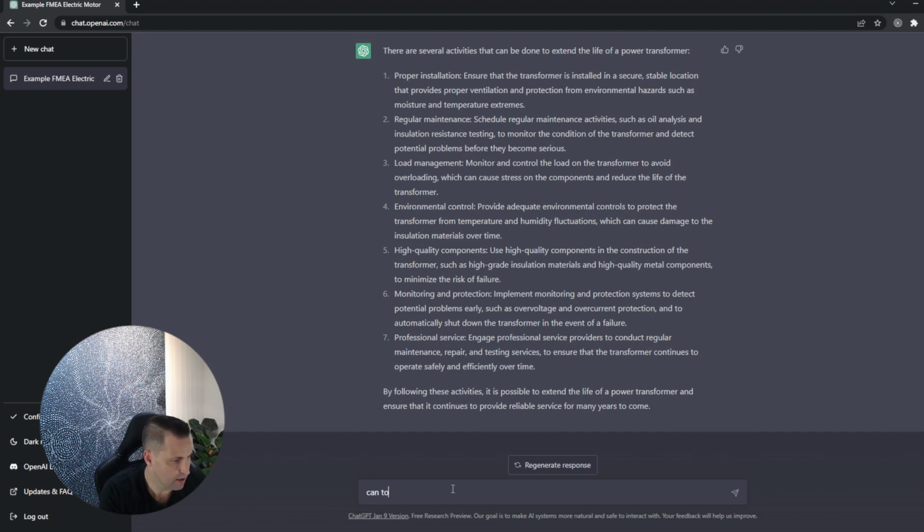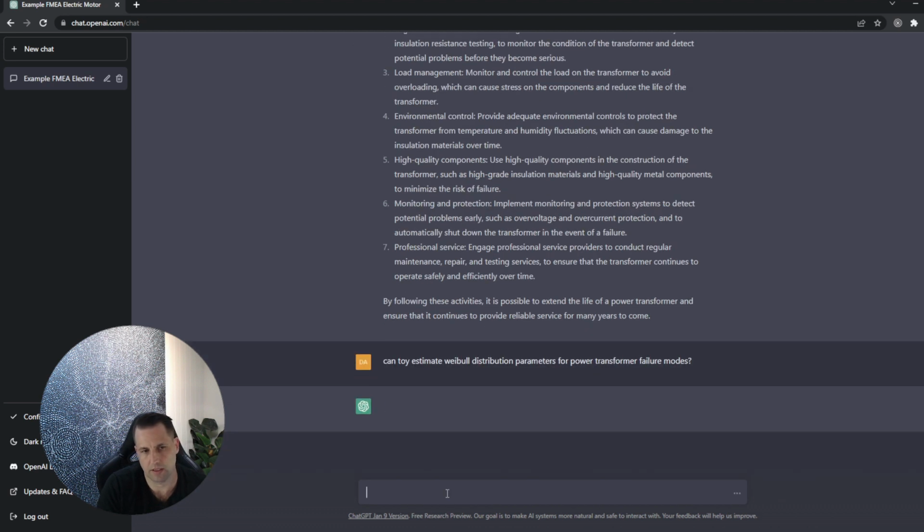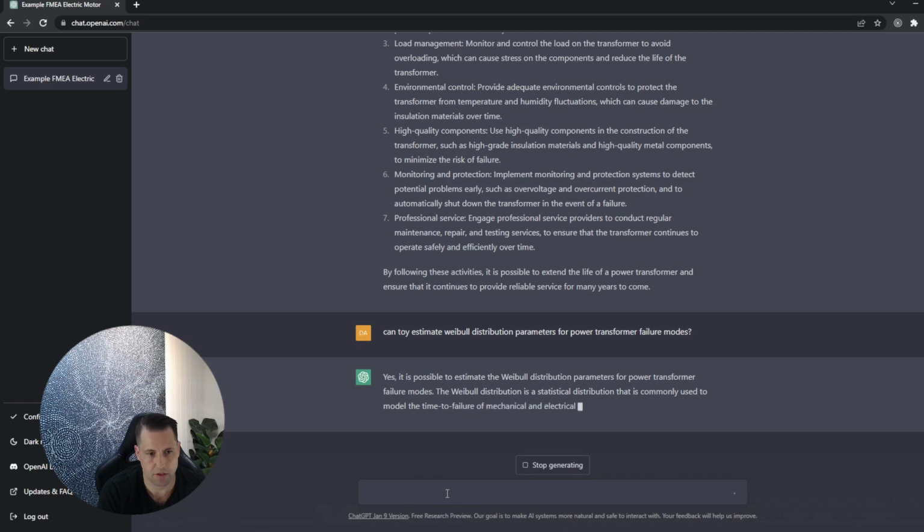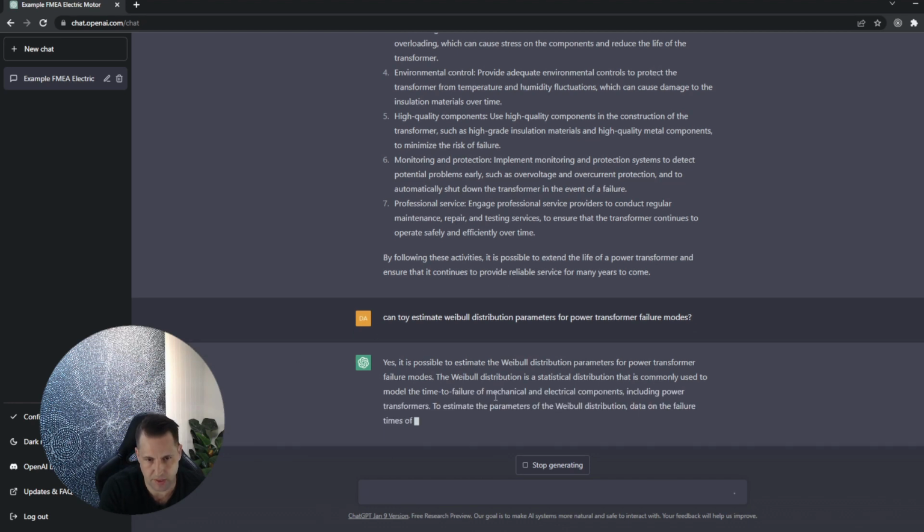Let's see if, can you estimate Weibull distribution for failure modes? Can you estimate Weibull distribution parameters? Okay, so hopefully it draws on the failure modes from above. Oh, it even recognized my spelling mistake here.